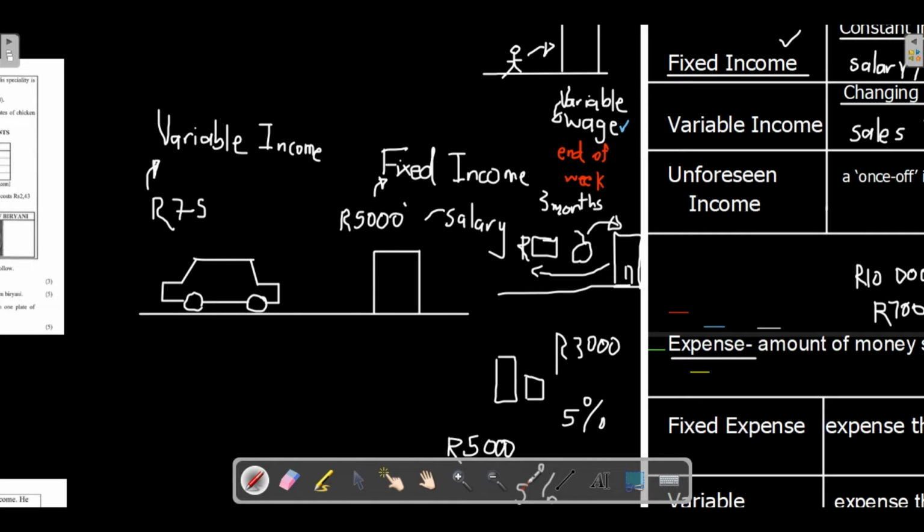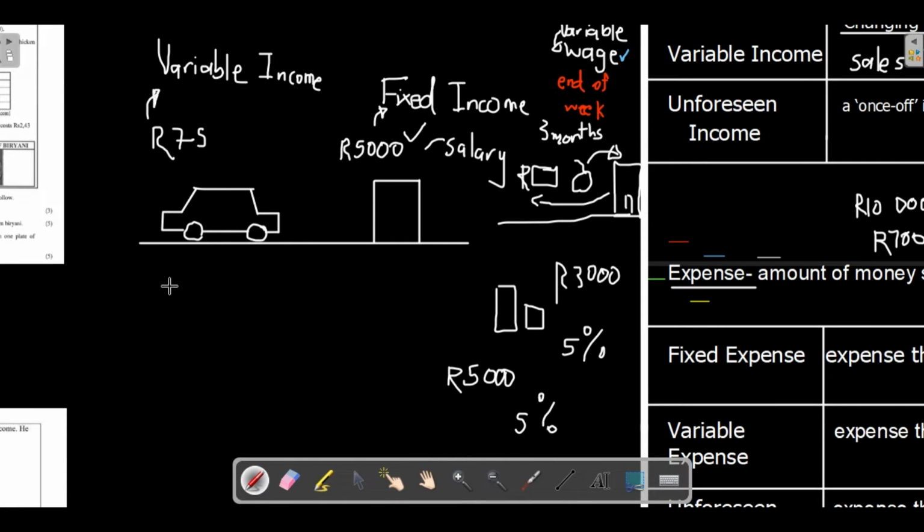This you will get each and every month. It is not dependent on the number of hours that you've worked. You will receive the same amount of money at the end of each and every month. Now, this one will depend on the number of cars that you have washed. So let's say I have washed 2 cars in that particular month. Then when I count my variable income for that month, I'm going to say 75 rands times 2. That will give me 150. So this 150 is the variable income that I have made.